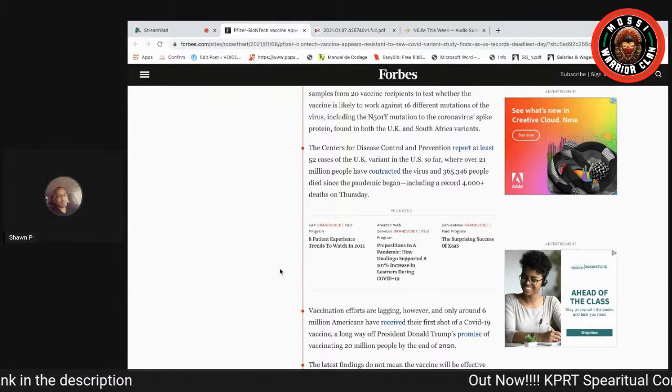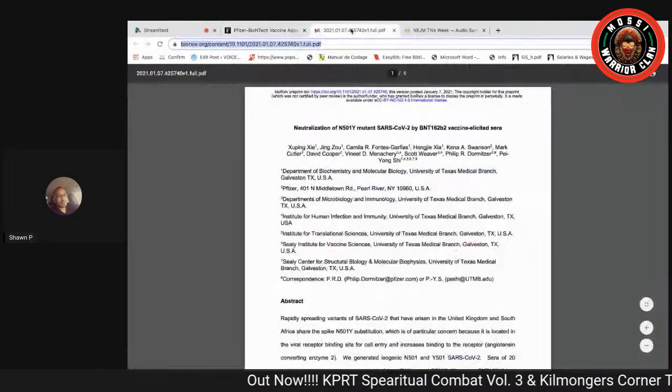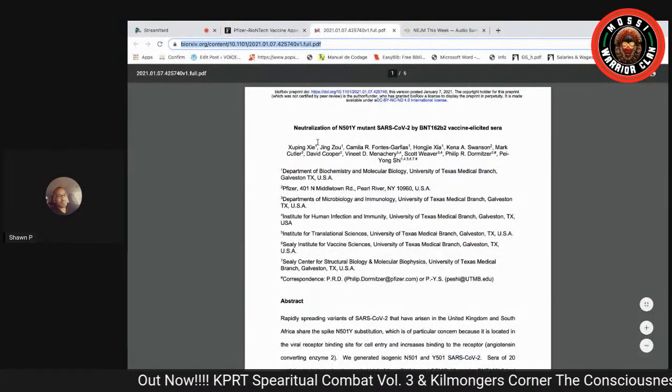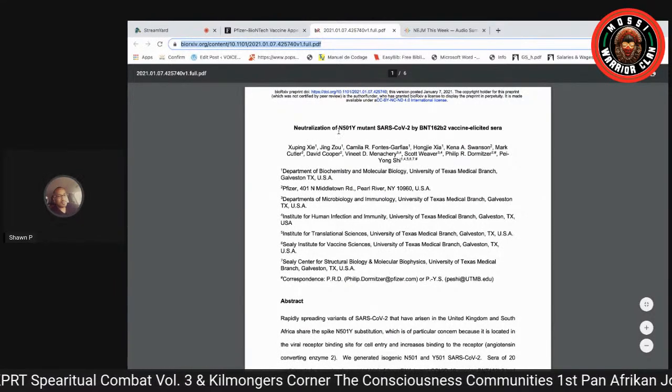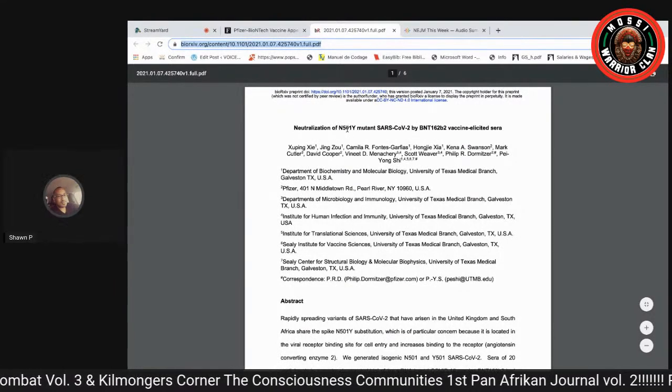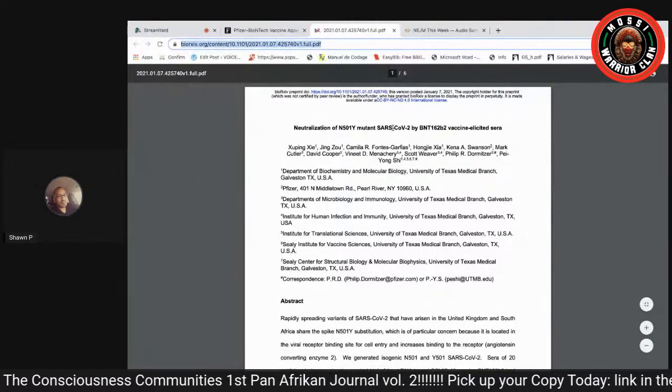But we shouldn't fret. We shouldn't fear. The vaccine is here. But anyway, in this 6-page PDF document, it has a neutralization of the N501Y, which is the variant that's in discussion right now.